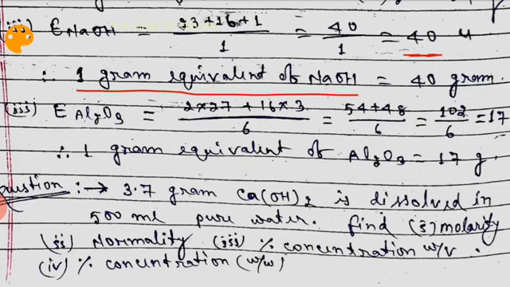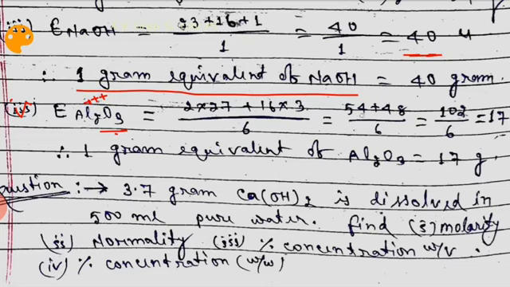Now fourth question is Al2O3, equivalent weight of aluminum oxide. How can you calculate it? At first you have to calculate the molar mass of aluminum oxide, and you have to divide it by total positive charge. Molar mass of aluminum oxide: 2 into 27 plus 16 into 3, divided by 6. Why 6? Because one aluminum consists of 3 positive charge. So Al2 is written here, means total positive charge will be 6.